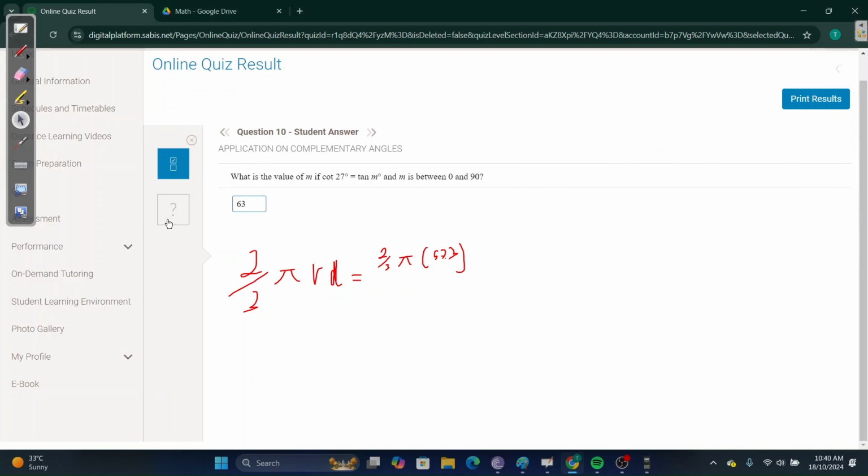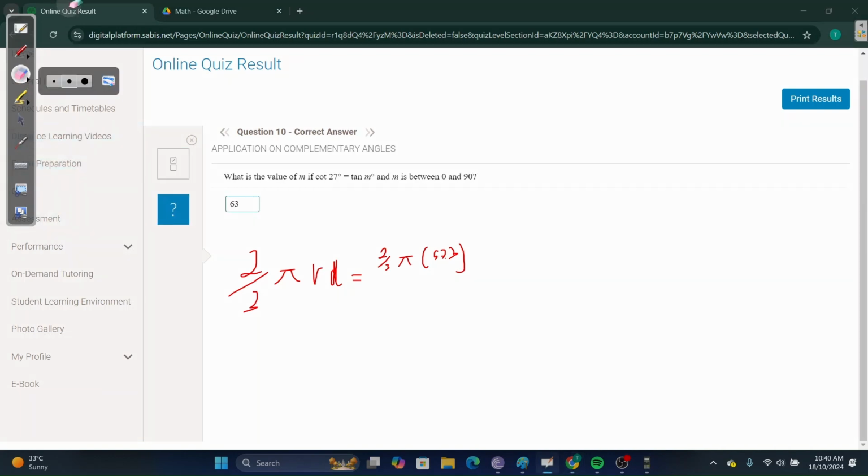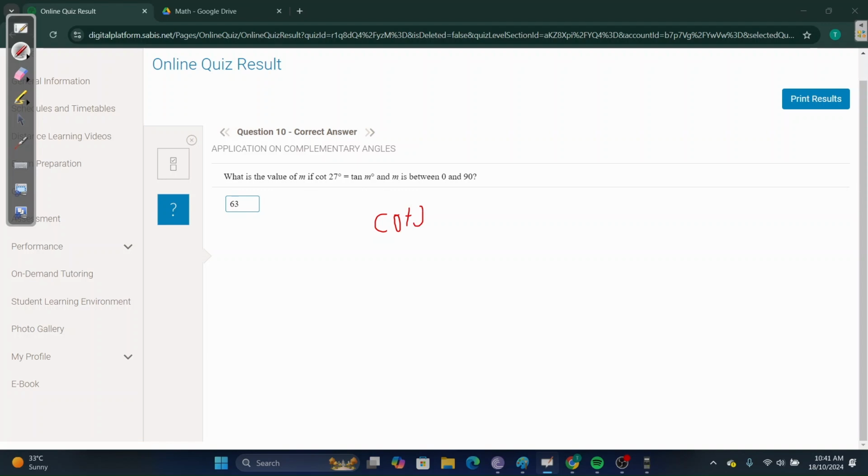And question 10. What's the value of m if cotangent 27 degrees is equal to tangent m degrees? Okay, like cosine and sine. Never mind. Cotangent. So cotangent theta is equal to tangent 90 minus theta.